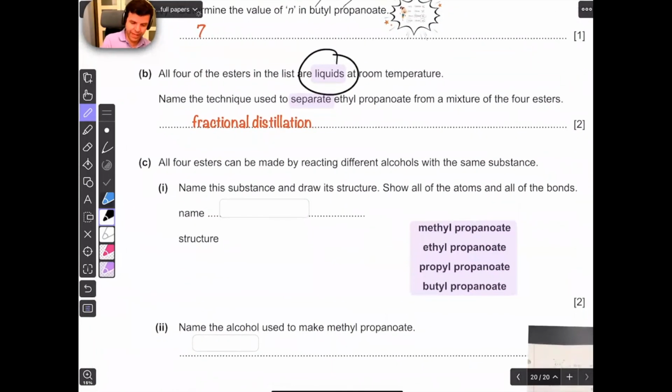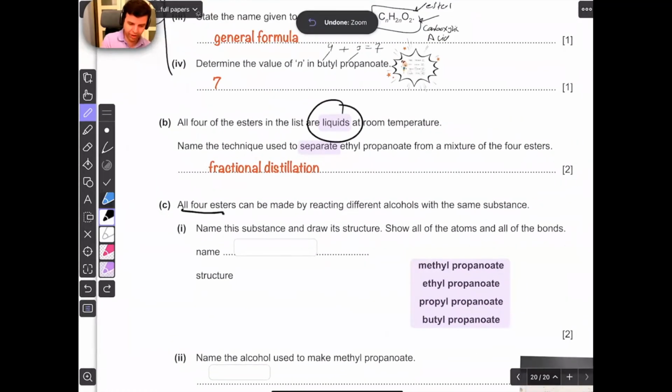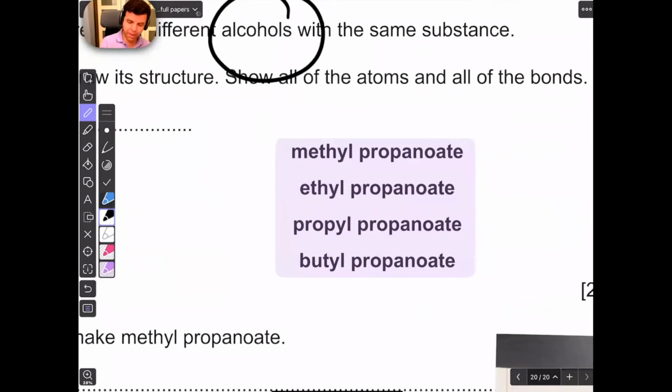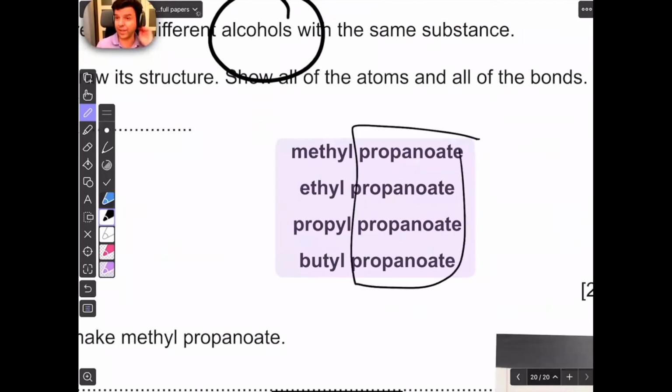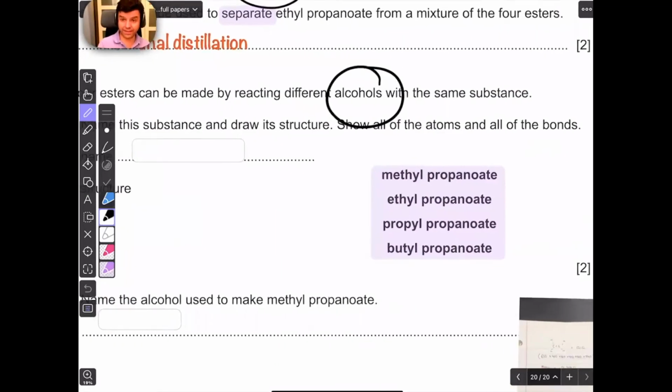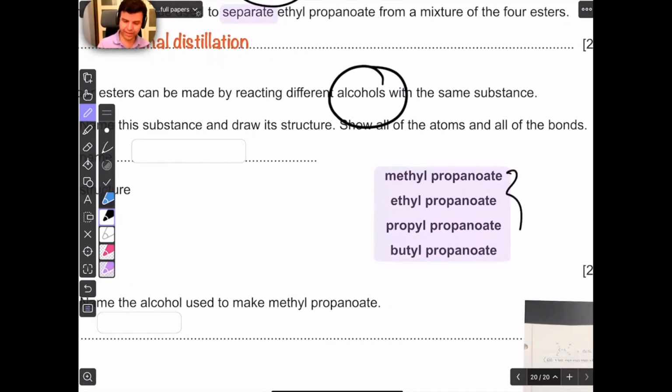Question, they said, name the substance. Like, all esters are made by the reaction of different alcohols with the same substance. So what is the name of that substance that you reacted with methyl, ethyl, propyl, butyl? What have all of these alcohols been reacted with? All of them have been reacting with the same what, Sadi? It's going to be the same acid, right? Yeah, the same acid.